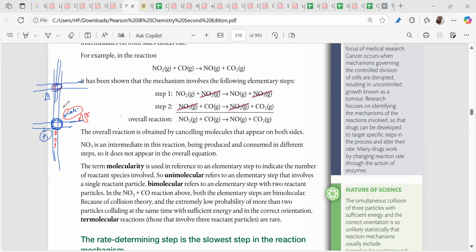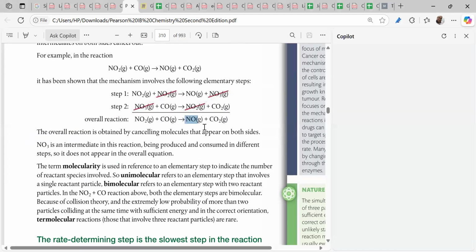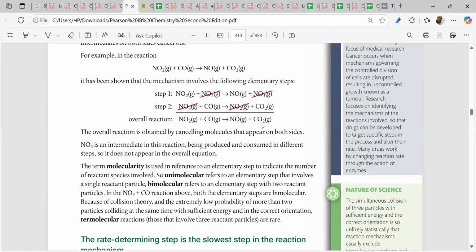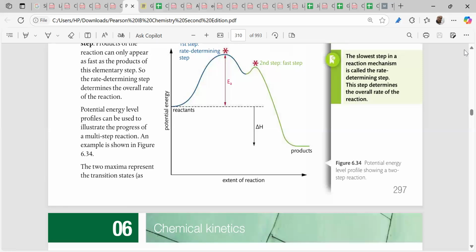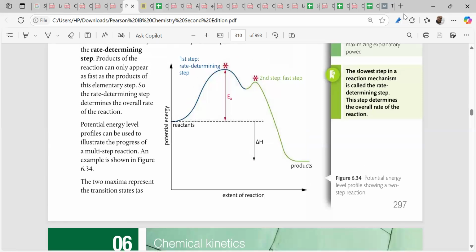Now, from the enthalpy level diagram you can also understand which is the slowest step. Remember, this has an enthalpy level diagram. How many steps are there? You can note from the two humps: two steps. Now, the step with the highest energy of the transition state will be the slowest step. Which transition state is higher? Step number one, the first step. Is it clear how to find out the slowest step?